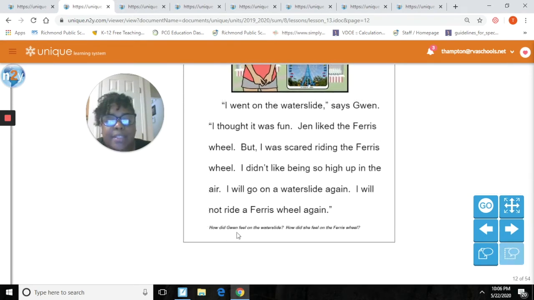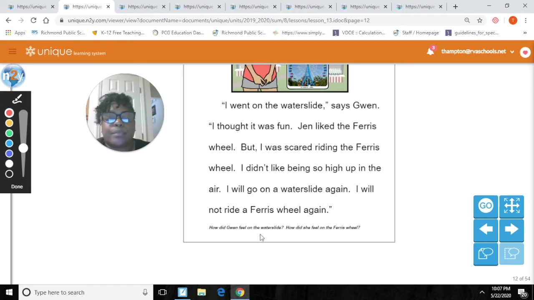Okay, let's see what our focus question says. And it says here, how does Gwen feel on the water slide? How does she feel on the Ferris wheel? So we have to go to the part of the sentence that talks about the water slide and the Ferris wheel. Okay, so here's Gwen, and she says, I thought it was fun. So now, Gwen says she went on the water slide. So how does she feel about the water slide? She said, I thought it was fun. How does she feel about the Ferris wheel?